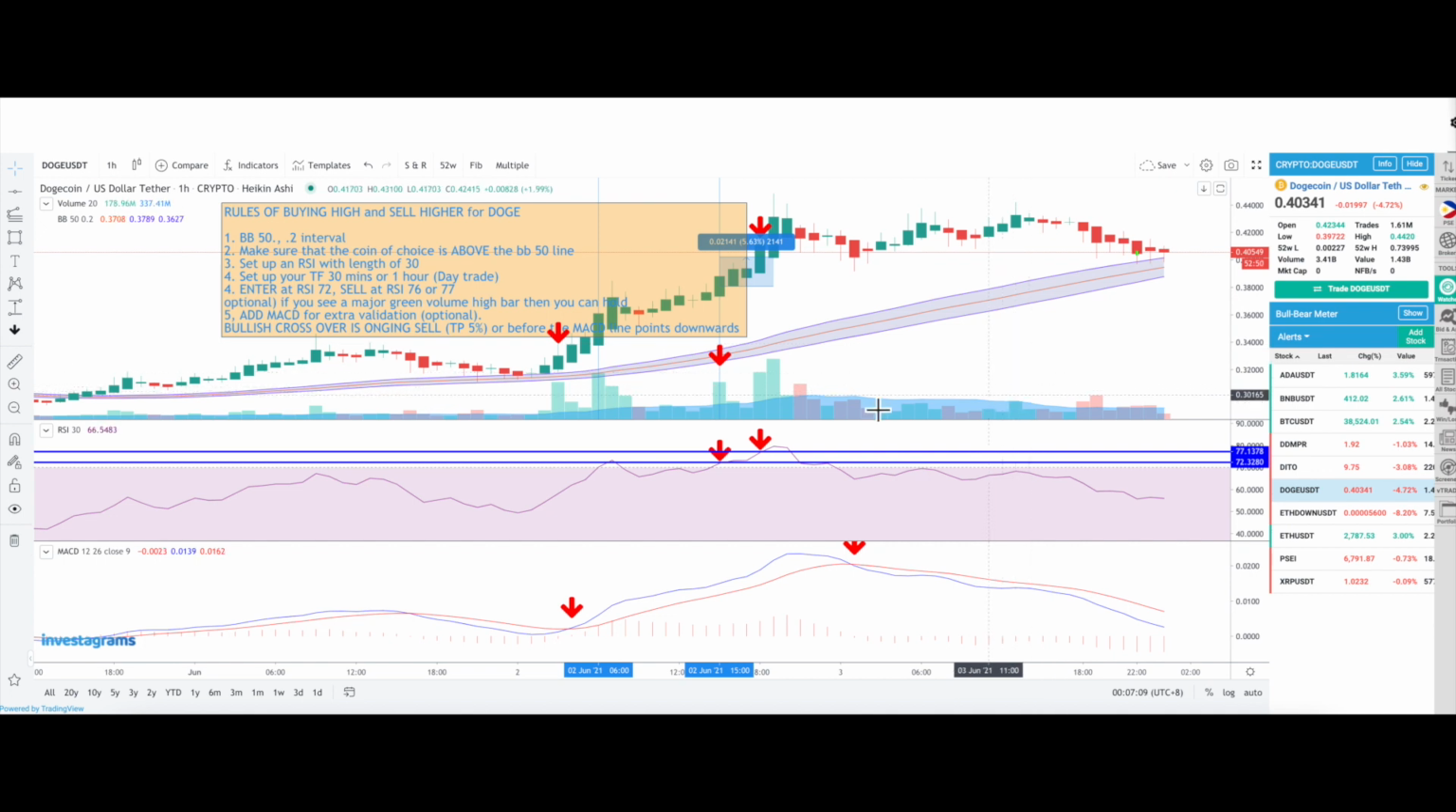Anyways, so again, rules for exiting. You can add MACD as an extra validation. It's purely optional. Just make sure that the MACD line is not yet pointing downwards. As soon as it starts to point downwards, then you need to start selling, because the candle is going to give you a red candle like what you're seeing here.